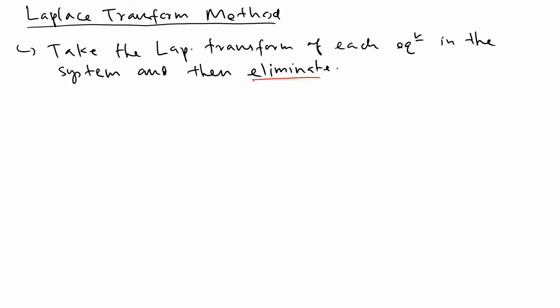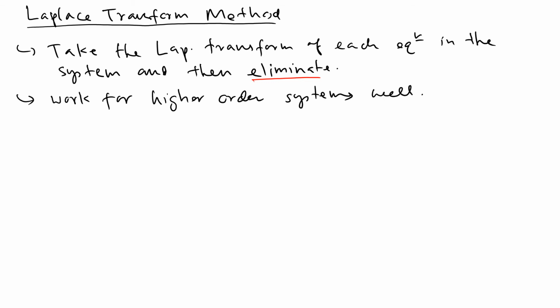And this method works well for higher order systems. The reason is, when you take the Laplace transform, the only thing introduced to the system is s terms. If it is a second derivative, you have an s squared term. If it is a third derivative, you have an s cubed term. But that's the only thing that happens. Otherwise, there are no other difficulties.